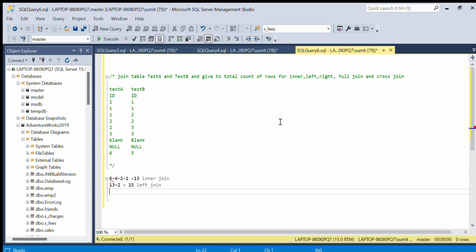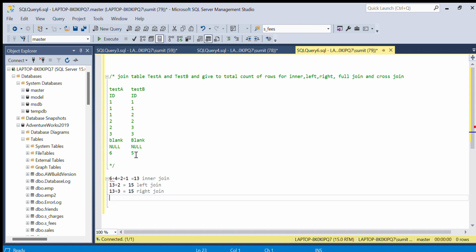And in the same scenario we'll get the right join. In case of right join, we will get all the records from the right table and matching records from the left table. So again it will give 13 plus 2. The 2 is null and 5. Okay, so it will also give 15 records from the right join.